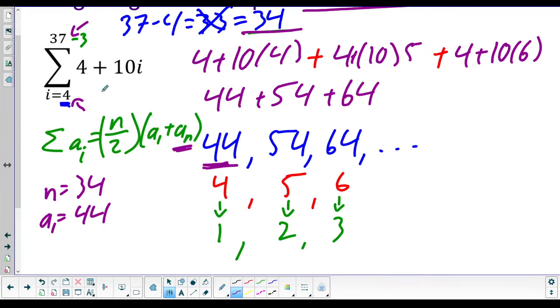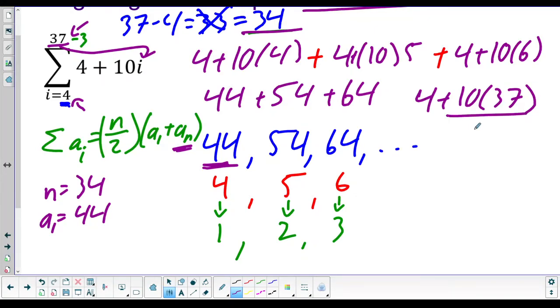This is actually pretty easy because they give us this nice formula. We're just going to plug in the 37 because that'll be the number we end on, right? So 4 plus 10 times 37. This is 370 plus 4. So A34, which is actually the 37th term, is 374.